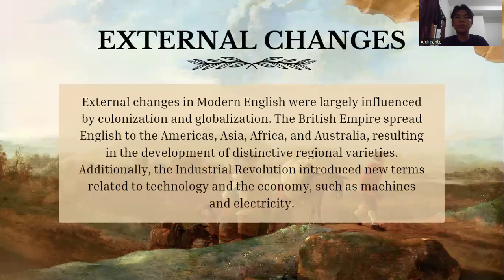And then let's move to external changes. External changes in modern English were largely influenced by colonization and globalization. The British Empire spread English to the Americas, Asia, Africa, and Australia, resulting in the development of distinctive regional varieties. Additionally, the Industrial Revolution introduced new terms related to technology and the economy, such as machines and electricity.